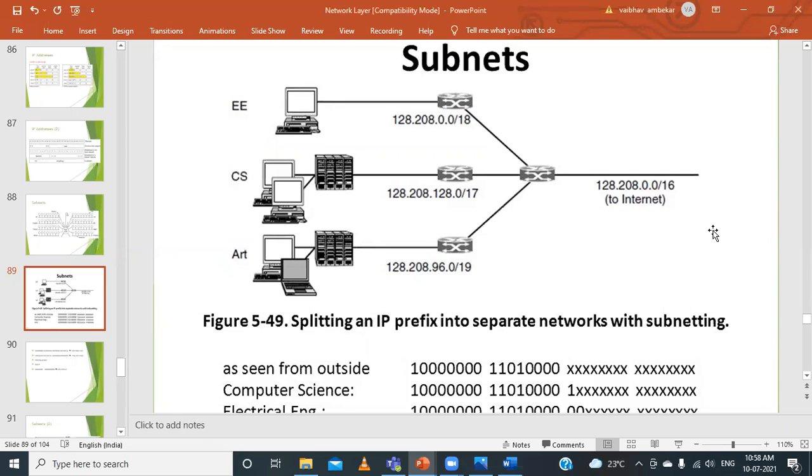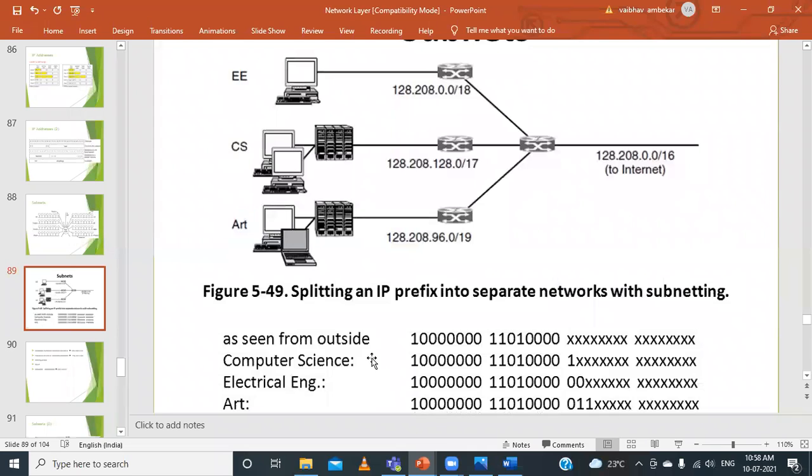So this means, how many addresses can we have as seen from the outside world? From the outside world, how it will look like this: 128 equivalent in binary is this, and 208 equivalent is this, and 0.0. So like this. Are we getting it, everyone?